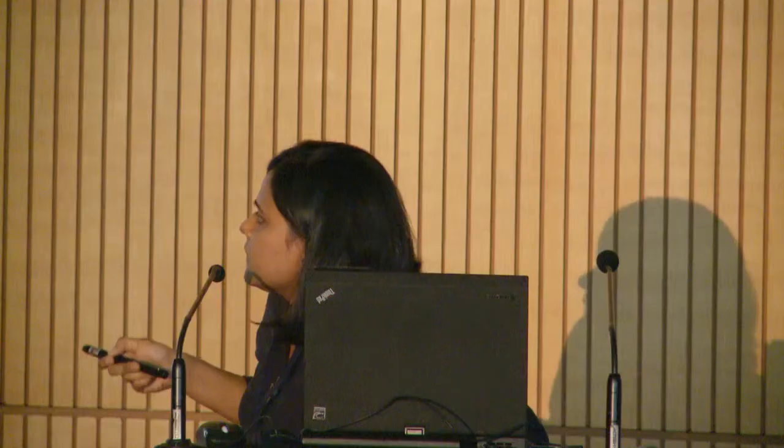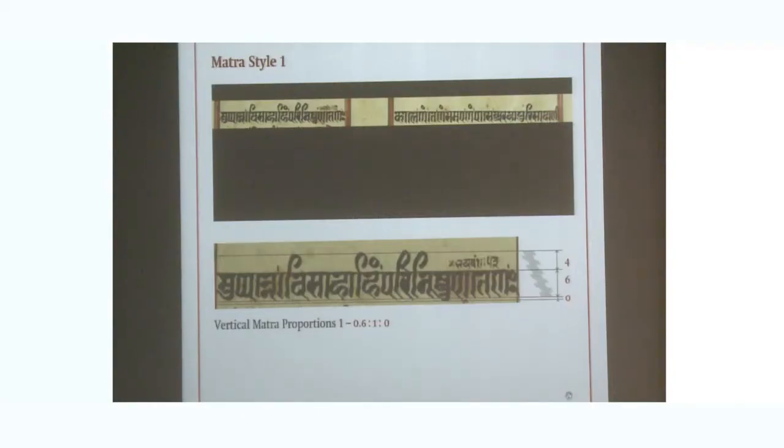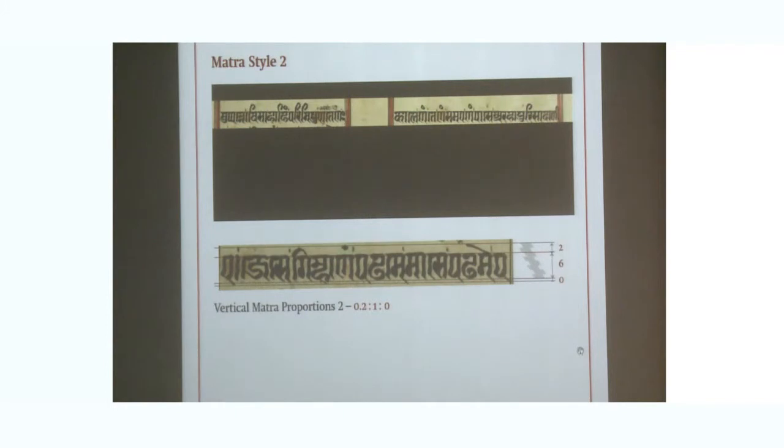In this matra style, the proportion is 6 nib widths as the basic height, and 4 for the matras from the first line. That's why we get a 0.6 to 1 to 0 proportion. You see here is the 0, 1. Even in the matra style too, the proportion is 6 as a base height, but for the above matra the proportion changes, it goes to 2 lines. So all the lower lines are mostly of this type.